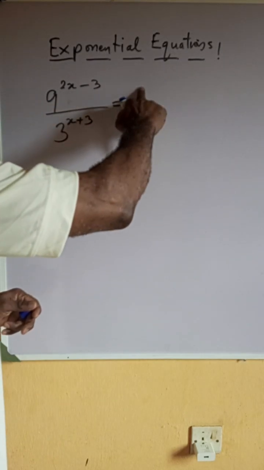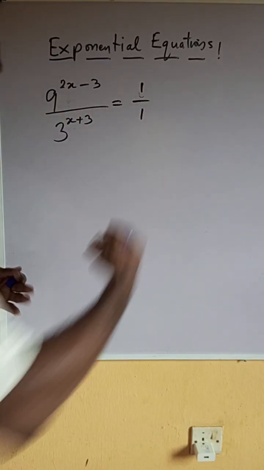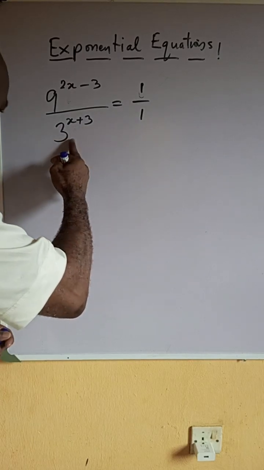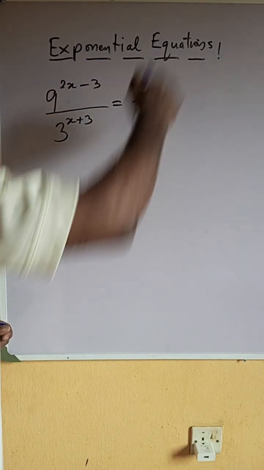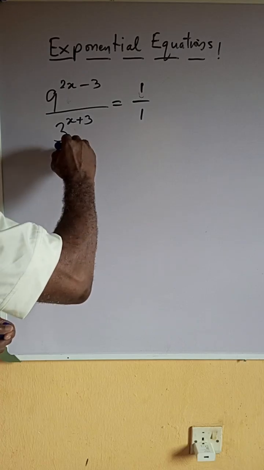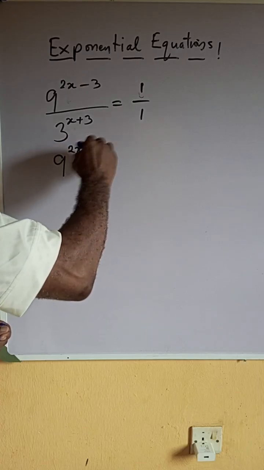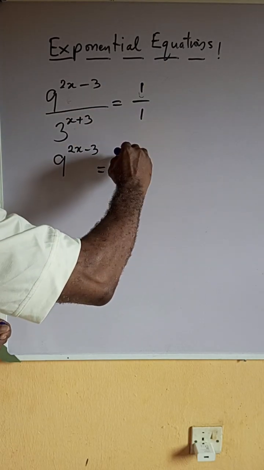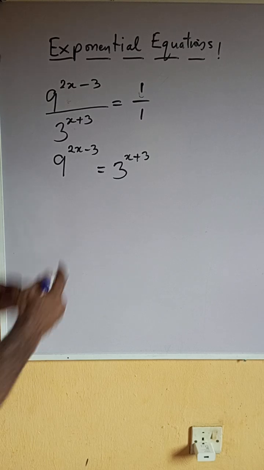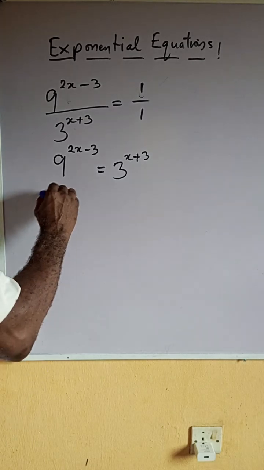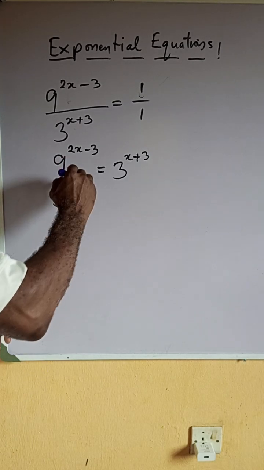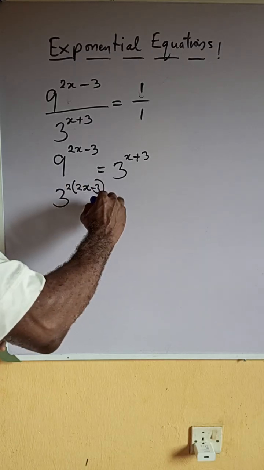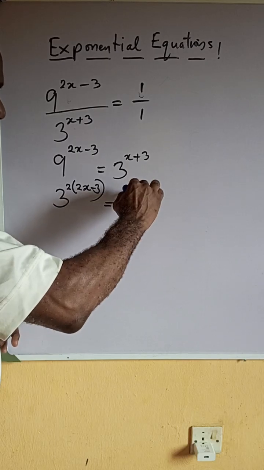Remember, this 1 here can equally be expressed as 1 over 1, which is the same thing as 1. So this multiplies this 3 raised to power x plus 3, multiplies 1. If you do that, you're going to have that 9 raised to power 2x minus 3 is equal to 3 raised to power x plus 3. At this point, 9 can be expressed as 3 raised to power 2, then multiply 2x minus 3, all equal to 3 raised to power x plus 3.